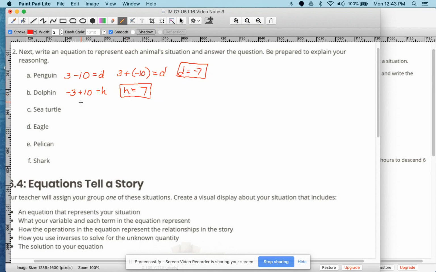Part C is a sea turtle. He is swimming 3 feet below sea level.